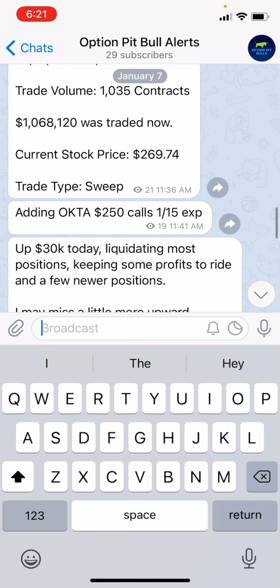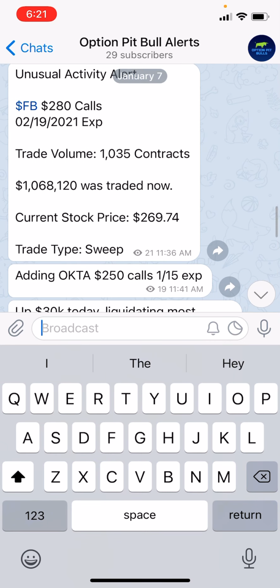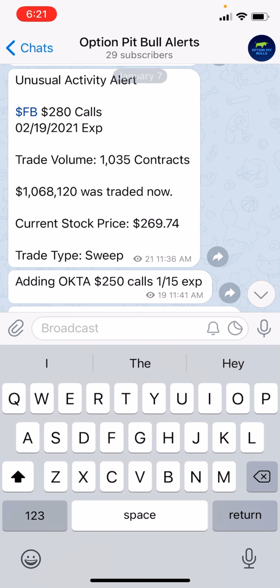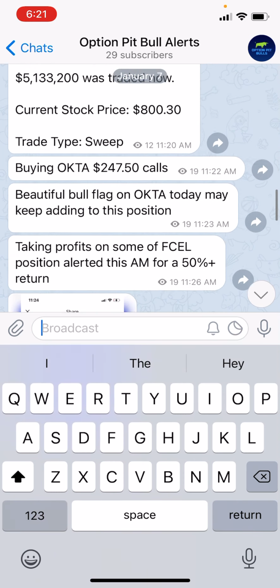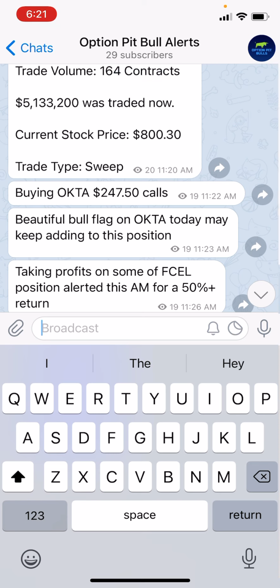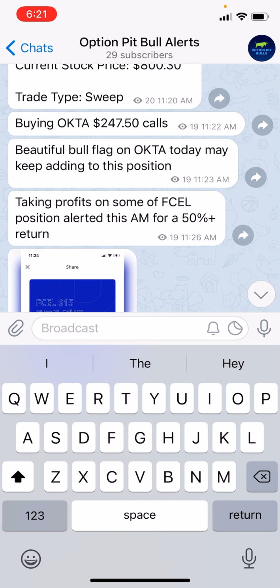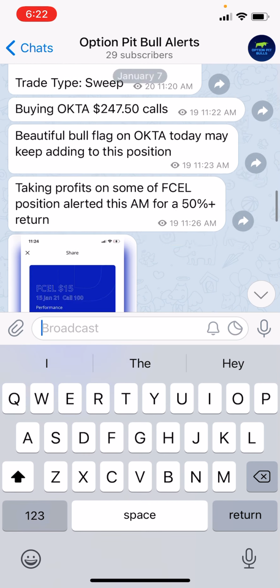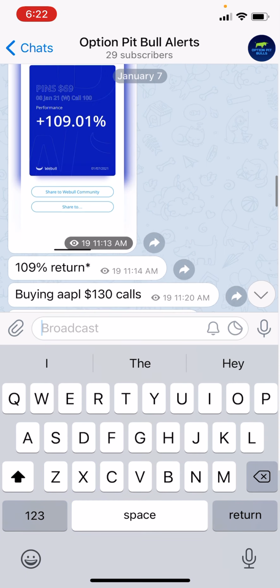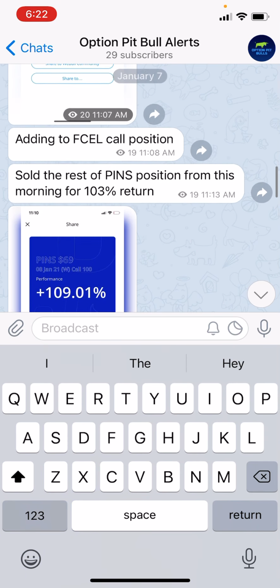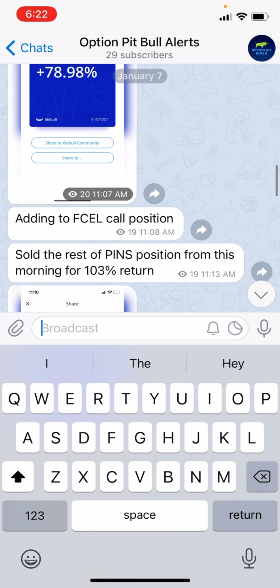You'll see above that I added OKTA calls at a 250 strike, 115 expiration. So it's basically just a way that you can copy my trades. I tell you when I'm buying and what type of patterns I see. Here I saw a beautiful bull flag forming on OKTA, and that's why I got in. So I'll tell you why I get in. If I say taking profits, it means I'm selling some of it, but not all of it. If I say I'm buying something, it just means I'm buying it. Buying an AAPL call, so it's paid off nicely. It's popping this morning. Sadly, I sold that Pinterest position there.